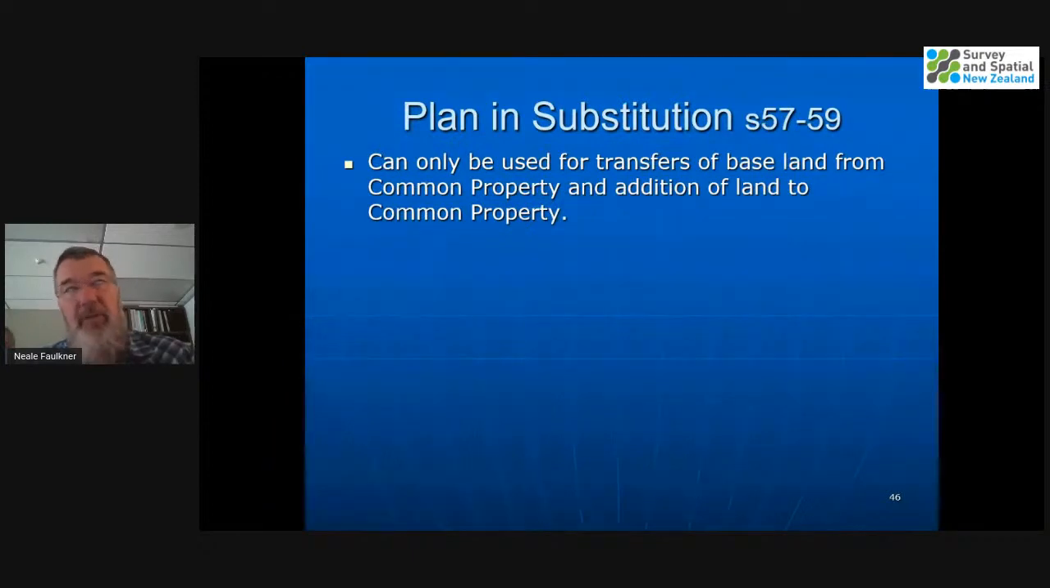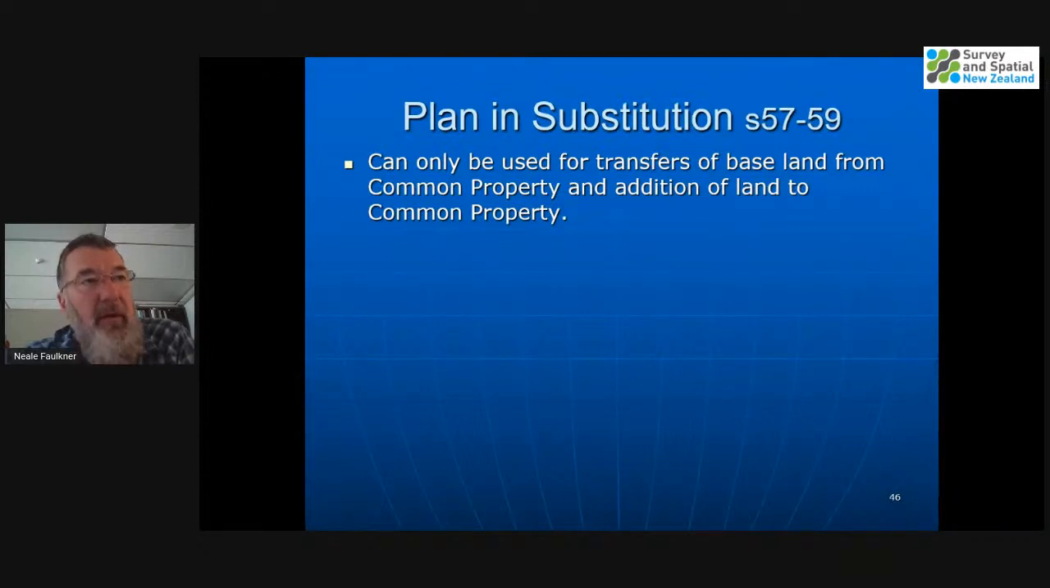So let's say, for example, there is a unit titled development. There's a large site next door with some vacant land. The body corporate decide they'd love to have a tennis court. They go to the neighbour. They agree to buy a bit of extra land and bring it into their development so that they can build a tennis court on it for all the unit owners. That's one example of a situation where you might do a plan and substitution.